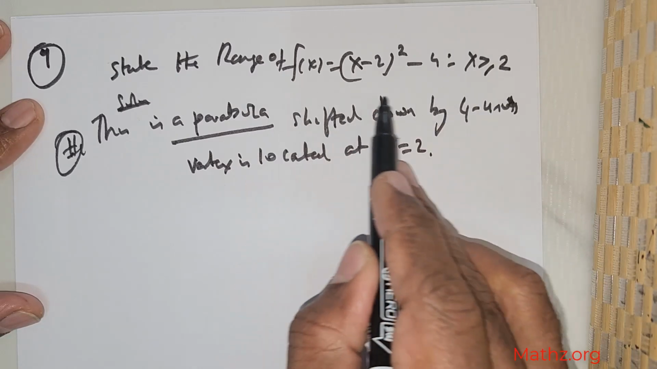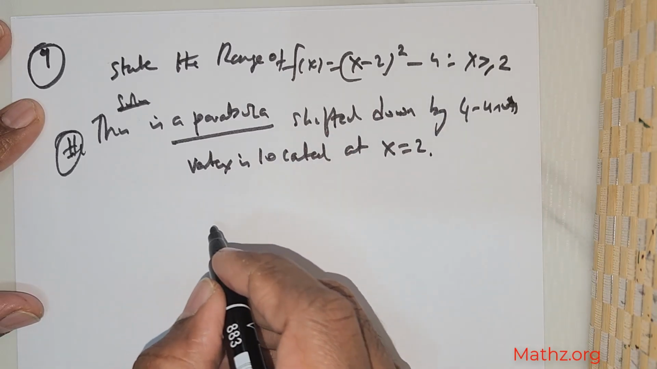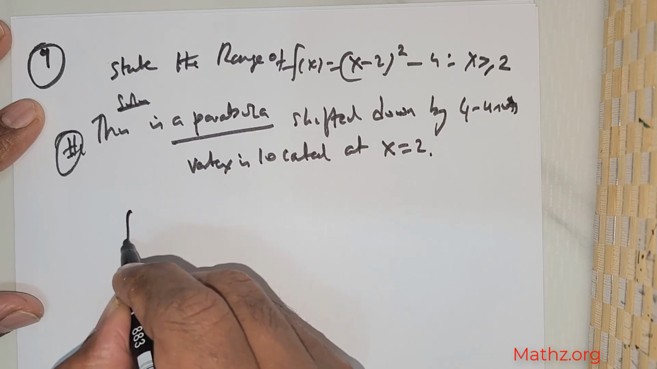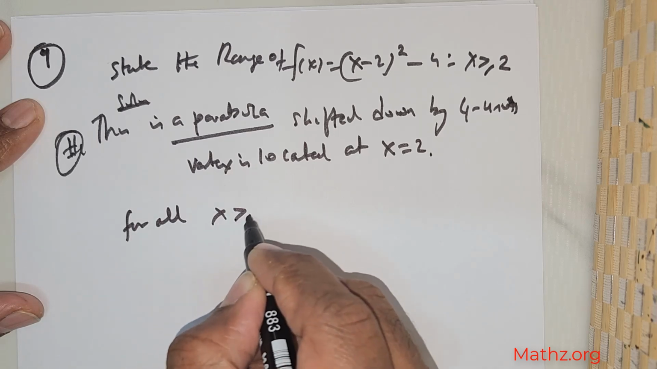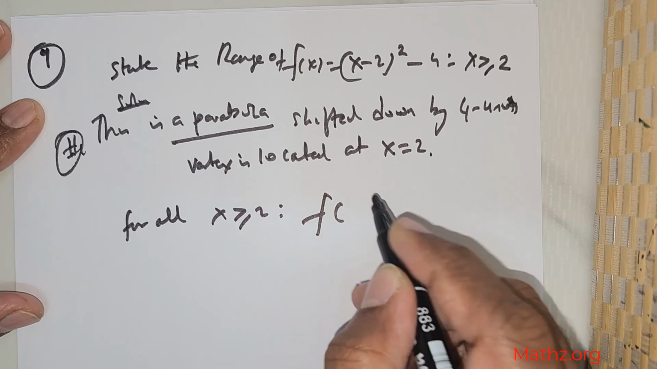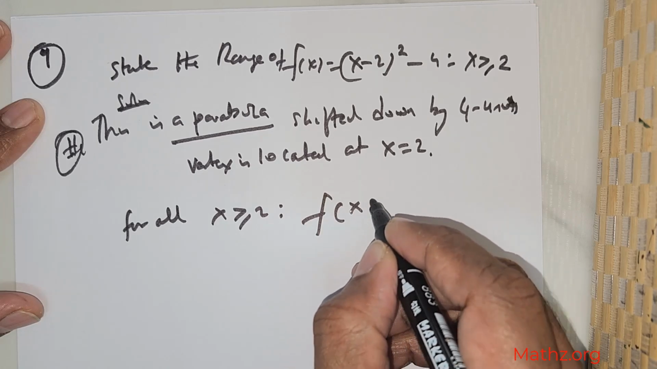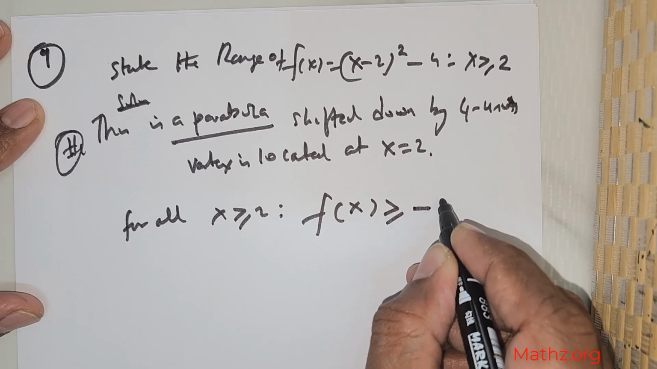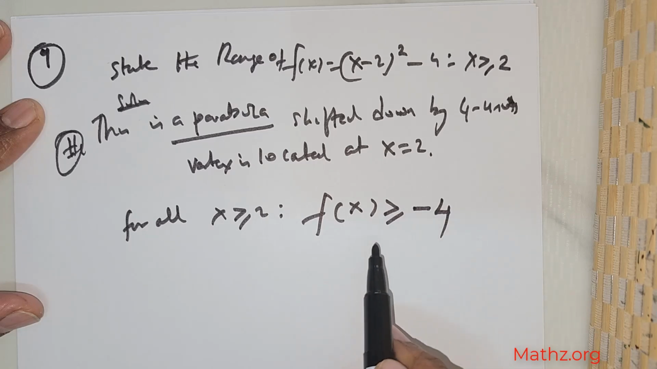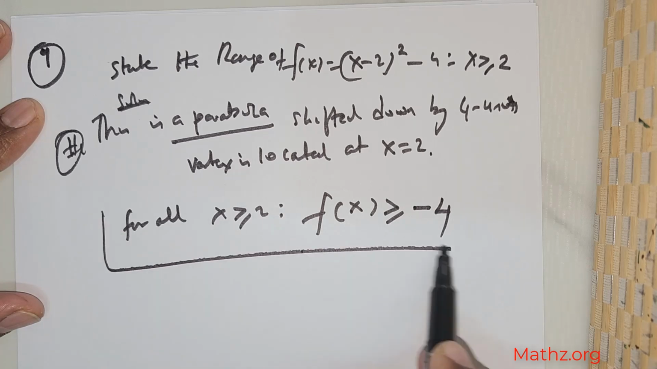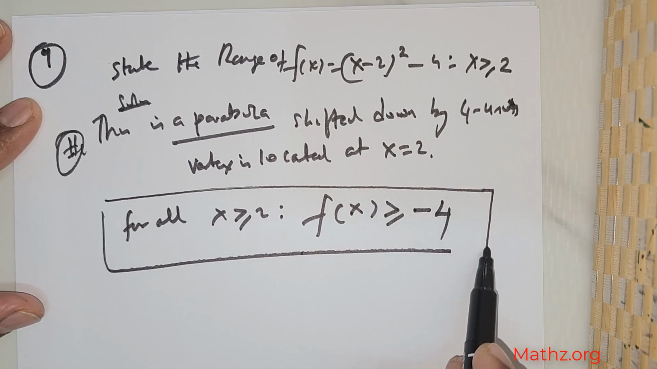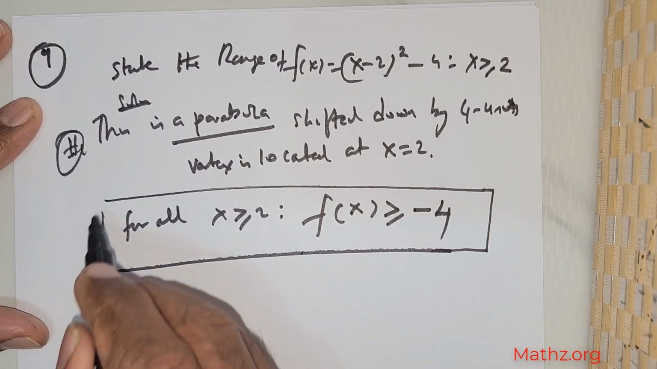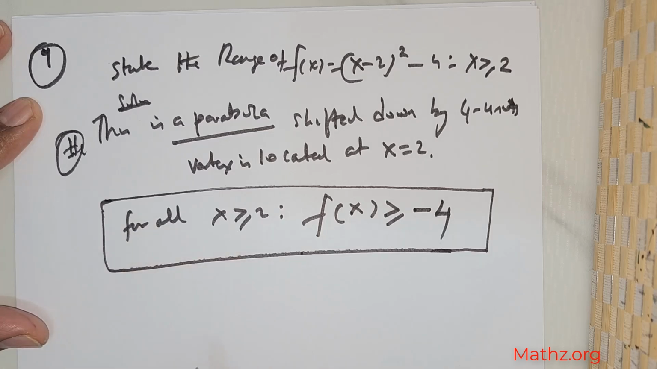Now we are expected to find the range for x ≥ 2. So for all x ≥ 2, f(x) will always be greater than or equal to -4. So this is the all important solution you will have to state. So that's the first part.